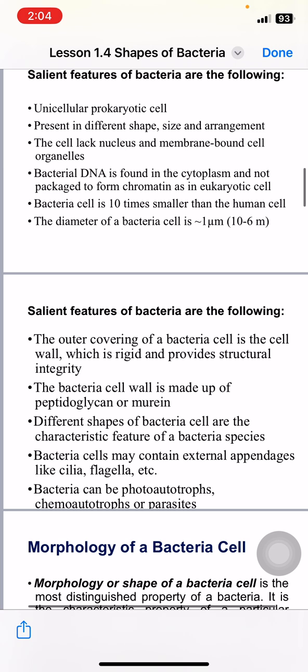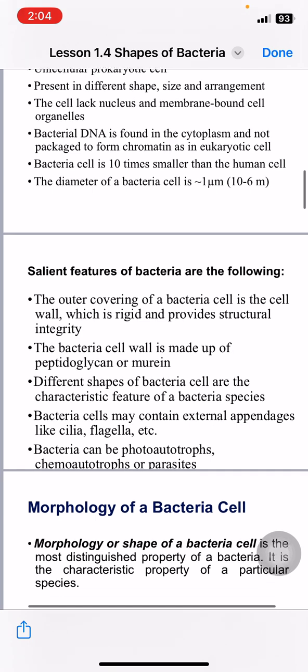Bacteria are also 10 times smaller than the human cell. As we all know, the human cell is very, very small, but to be exact, it is 0.2 nanometer to 10 to 50 diameter. Here, the constant size of bacteria is 10 to 6 diameter. So if we compare it, it is very small compared to human cells.